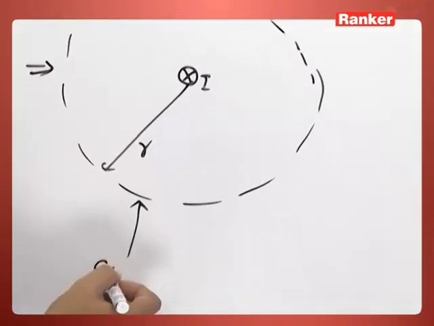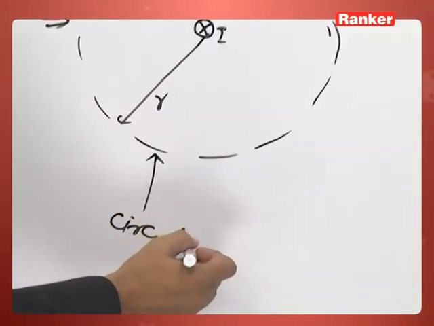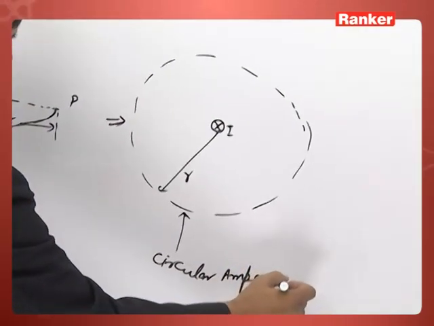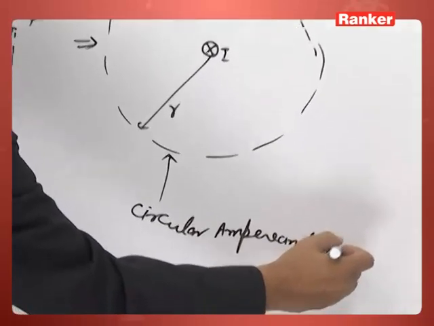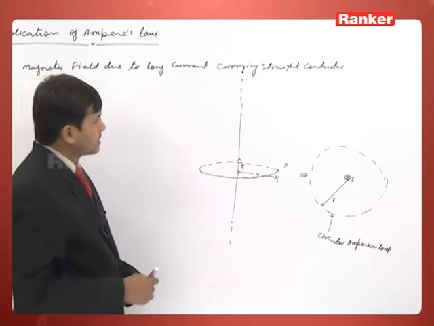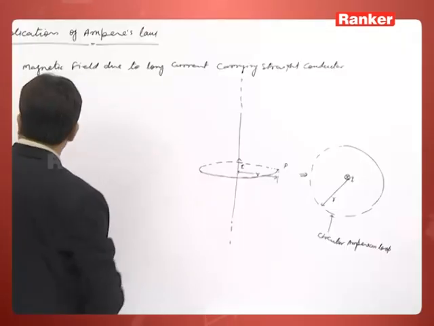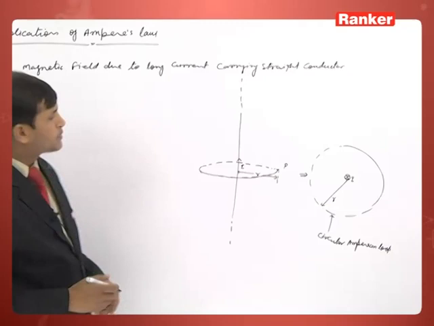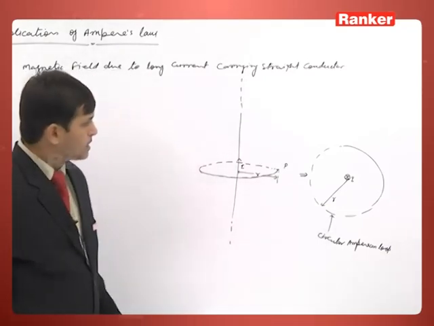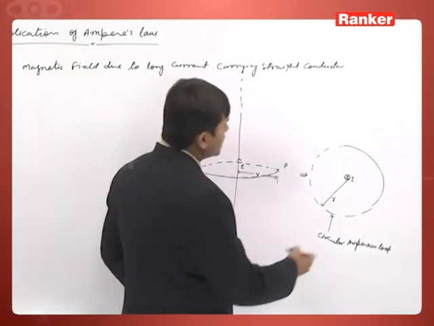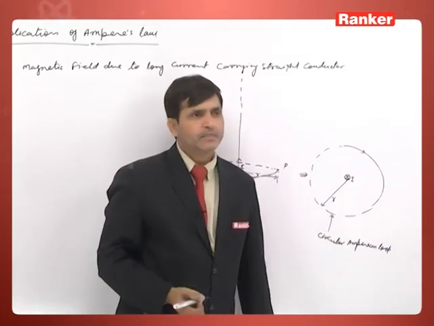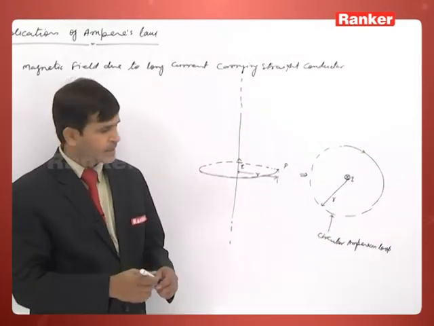That is a circular Amperian loop of radius r. Now, what is the next step? In the next step, we have to define the direction in which we want to go. So we are going in the clockwise direction. This is our assumption.